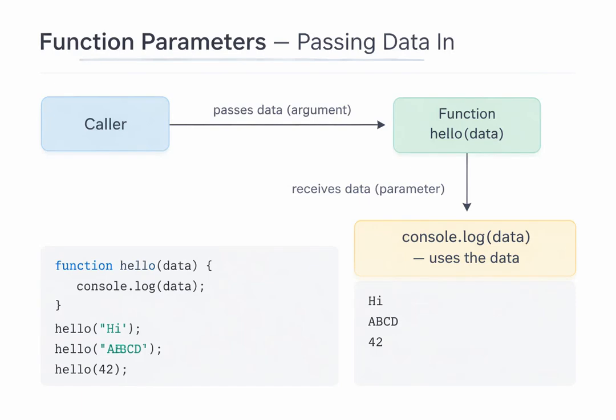Now, what if we want to send different data into a function each time we call it? That's where parameters come in. A parameter is a placeholder variable defined inside the function's parentheses. When you call the function and pass a value, that value is called an argument, it gets stored in the parameter and can be used inside the function. In the example here, the function hello has a parameter called data. When we call hello with hi, the word hi gets stored in data and printed. When we call it with abcd, that gets printed instead. The same function, different results each time.